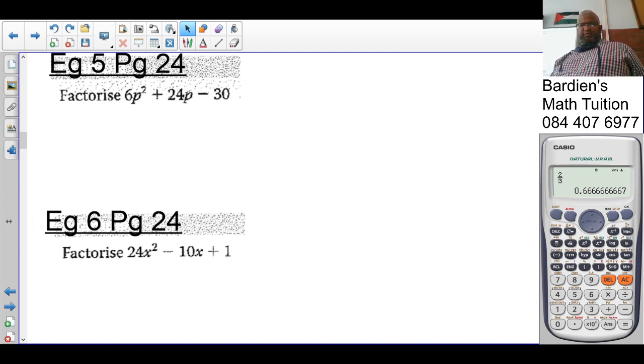So she says P open brackets. Sorry, 6 open brackets. P minus 1. Close brackets. P plus 5. Is she correct? Yes. That's what you don't understand.